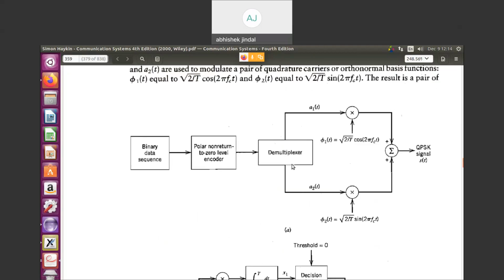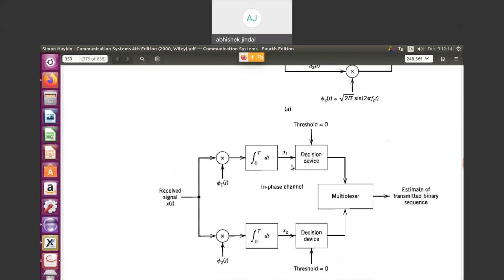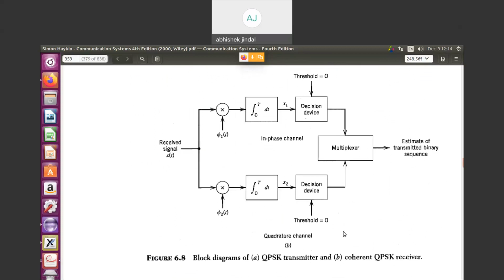Now we know this encoding procedure. This procedure and this procedure are independent. So we independently decide on x1 and x2, whether x1 was 0 or 1 or x2 was 0 or 1. Based on that, we can then multiplex and say what the estimated binary sequence is, which was transmitted. Okay. Now in this, there is one thing to notice: what is the pulse shape?